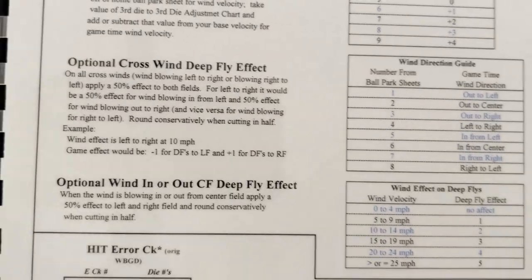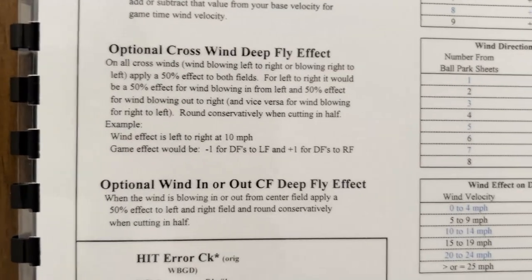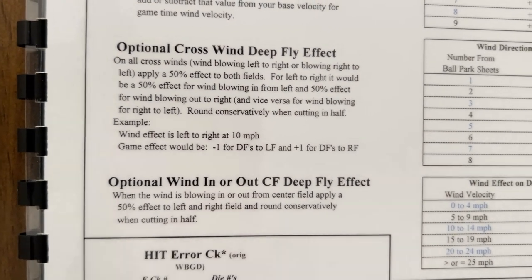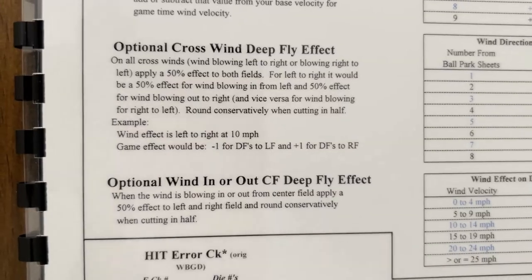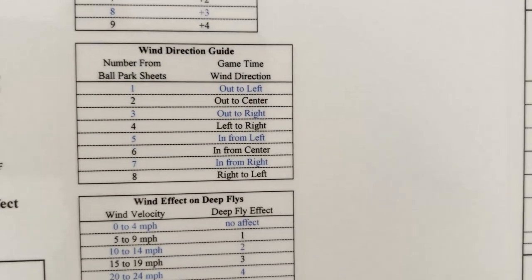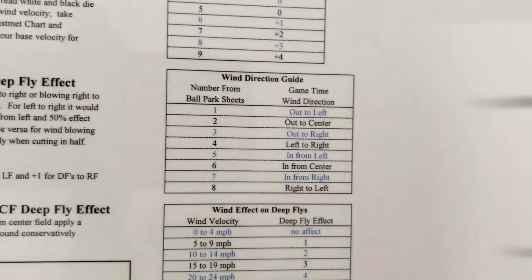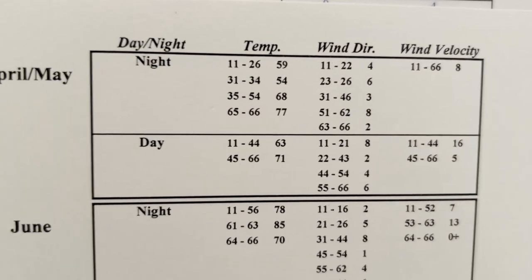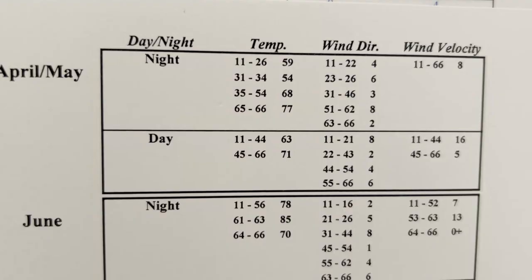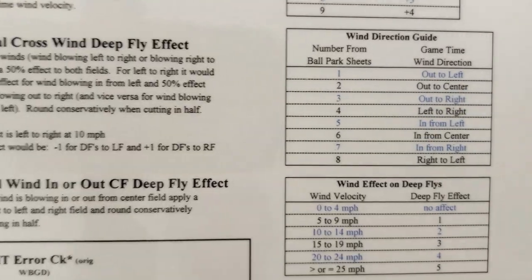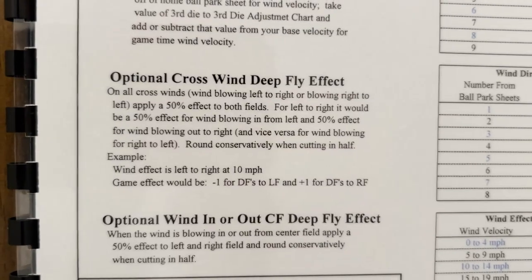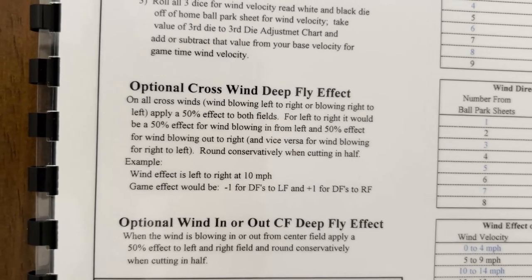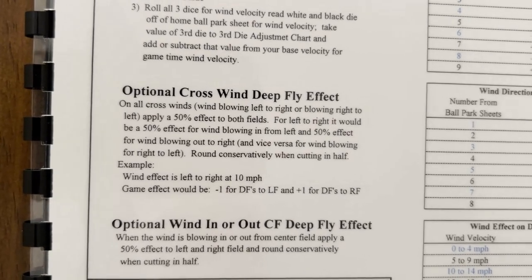There's 2 other optional effects related to the wind. And what those are: crosswinds, and when the wind is blowing in or out from center field. If you have a crosswind, that would be if you were to have a 4 or an 8 on your wind direction, and you can see that Riverfront has some of those. If you look at a night game in April or May, 11 to 22 would be a 4, 51 to 62 would be an 8. So that's when the wind is blowing crossing the field. And when that's the case, you would apply the effect to left and right field.